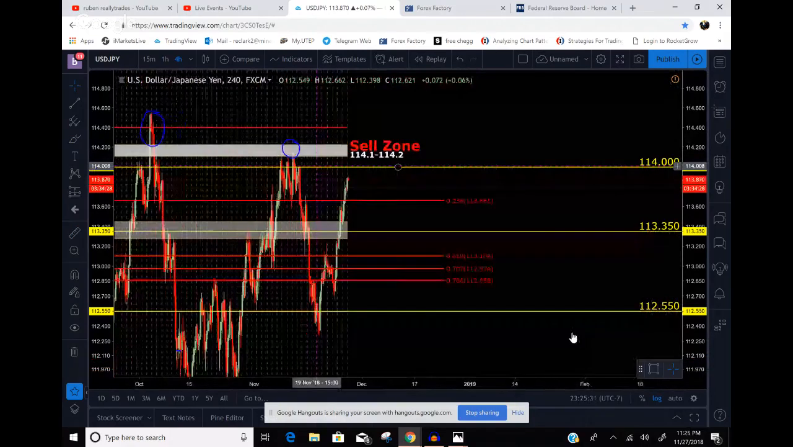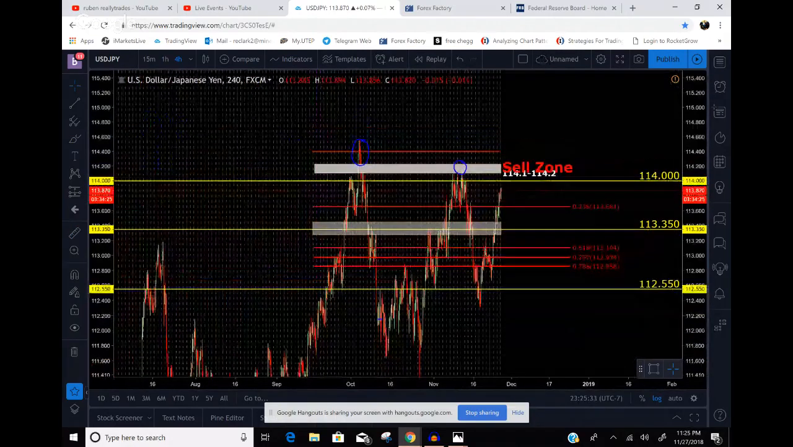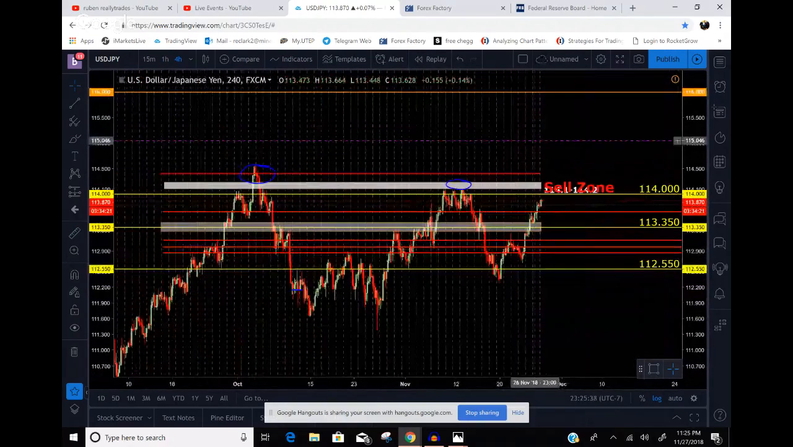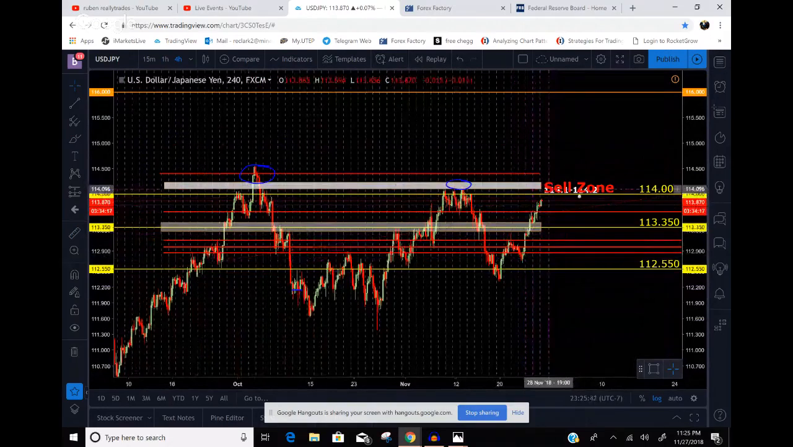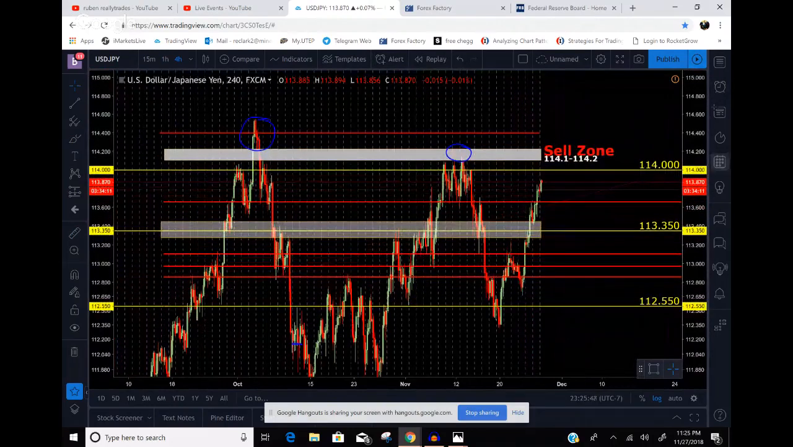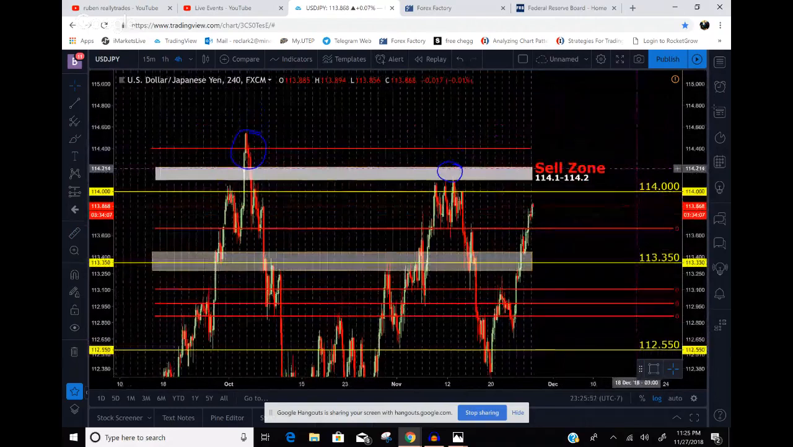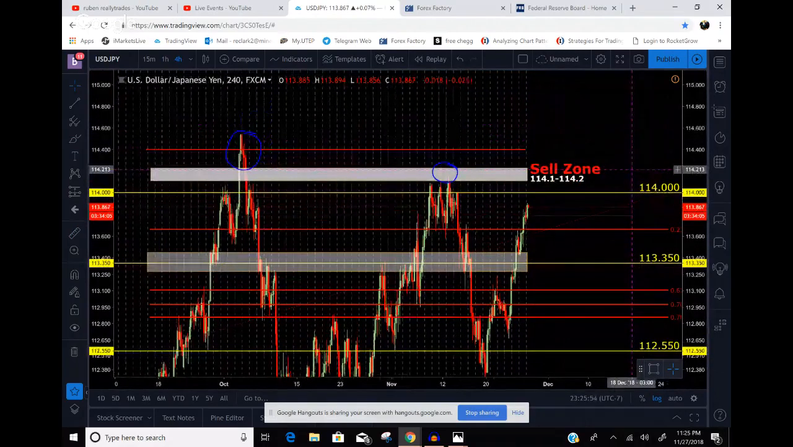This pair is looking like it's going to make its move to actually turn into the sell, because we've had a buy for a consistent amount of time now. But like I said, guys, anywhere after 114.1 or 114.2, that is definitely where I'm looking to sell this pair at tonight, guys. Other than that, just hold out, keep looking.